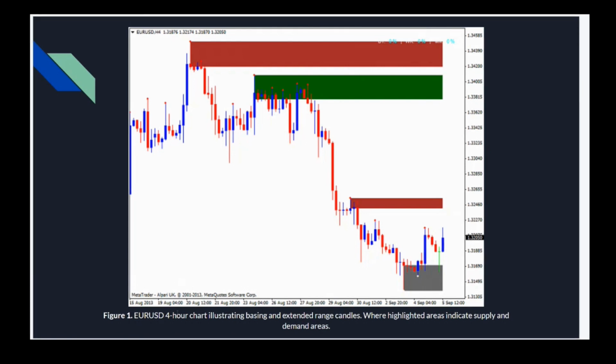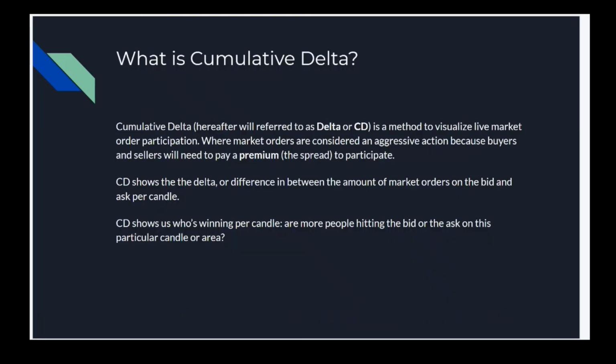This is just a Euro USD Forex pair on a 4-hour time frame showing these basing extended range candles, indicating areas of supply and demand.